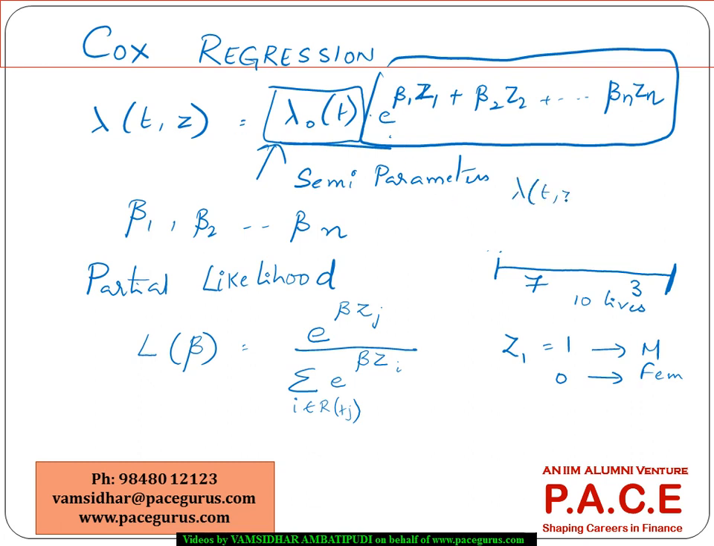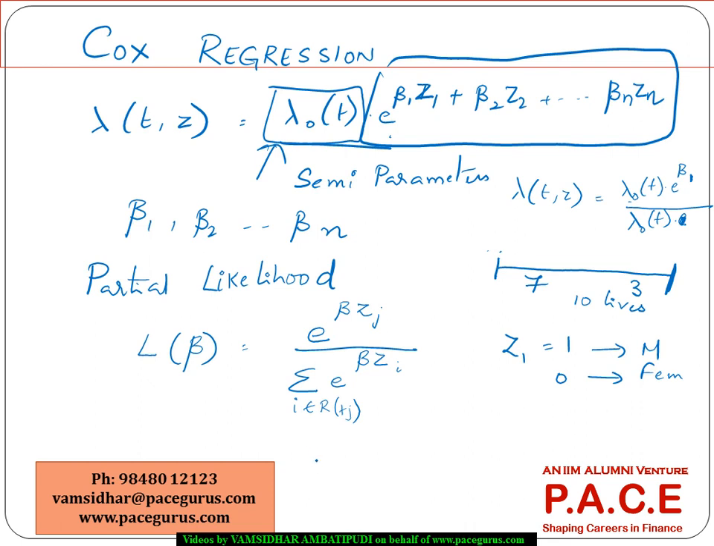Now, for males, what would this expression have been? Lambda of t comma z, if it had been a male, would have become lambda naught of t e power beta 1. And for a female, this would have become lambda naught of t, with no e power because that covariate is 0. So for females it becomes this, and for males it becomes this.